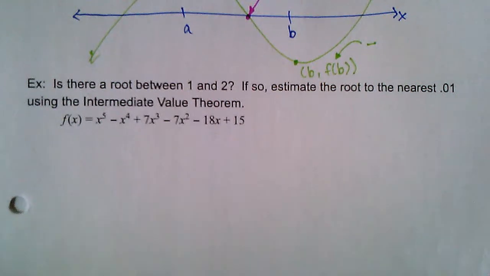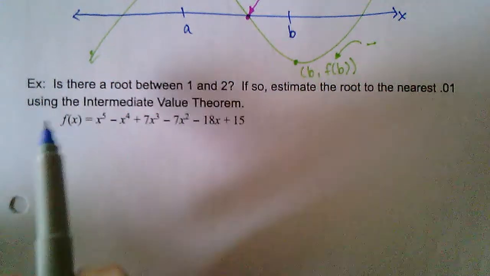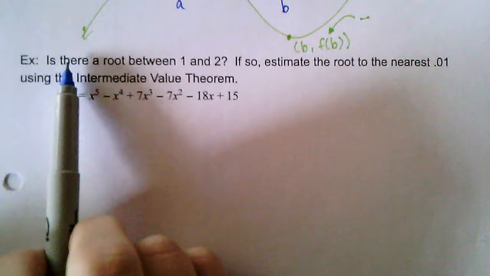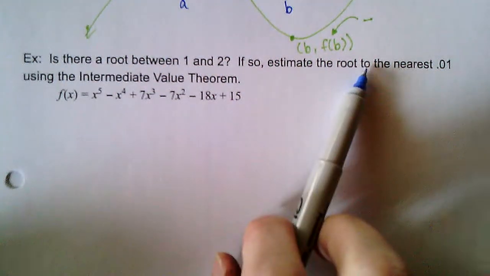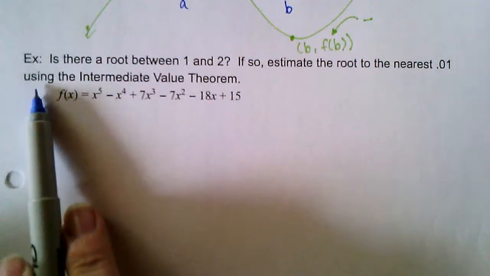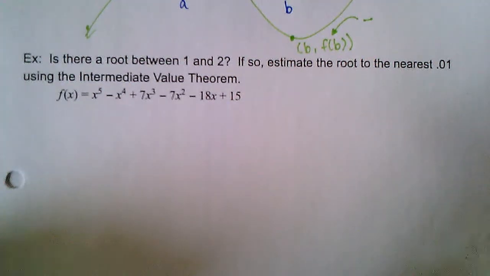I will run through these computations using my calculator because the numbers are going to get a bit difficult to do mentally. So what we're going to do is figure out if there is a root between 1 and 2, and if so, we'll estimate the root to the nearest 0.01 using the intermediate value theorem.